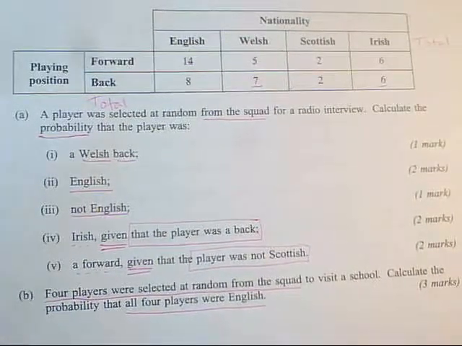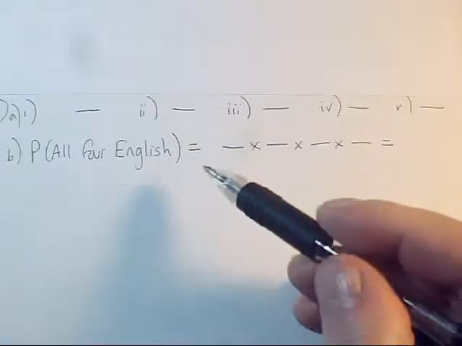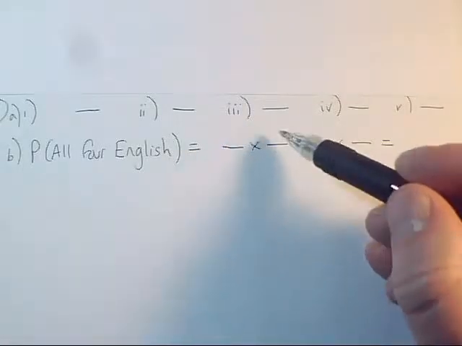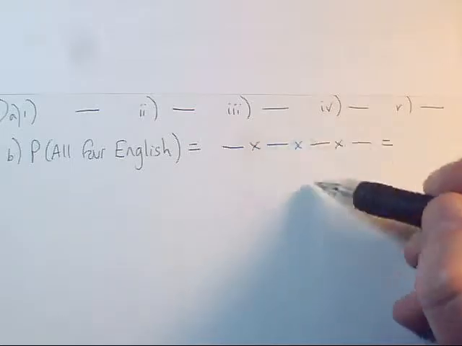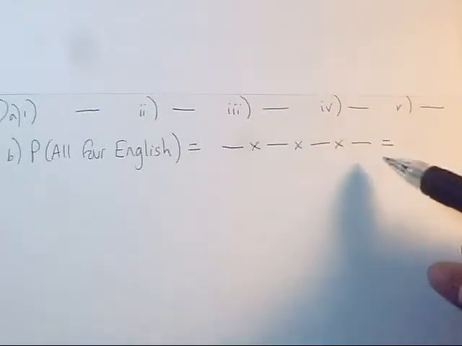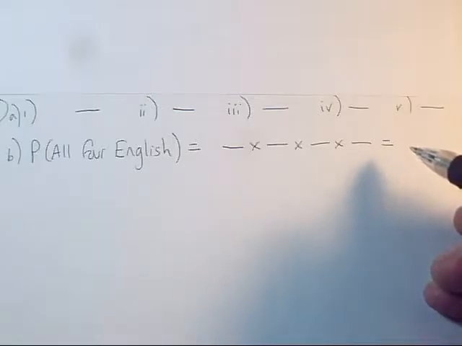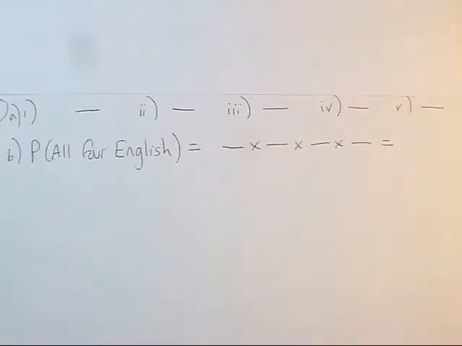So your answer for this is going to look like 4 probabilities multiplied together, first player being English, next one being English, so adjust the numbers again, multiply these all together on your calculator. The answer may come out as a fraction or as a decimal. If it's a decimal, give it to at least 3 significant figures, but any correct form should be acceptable.